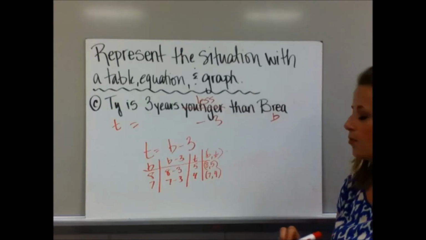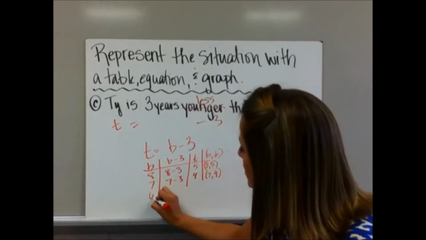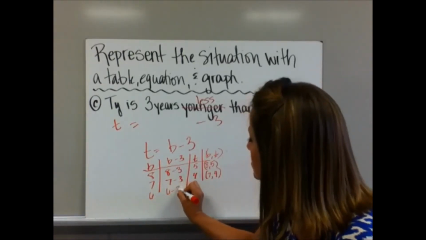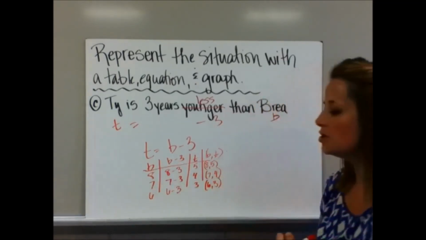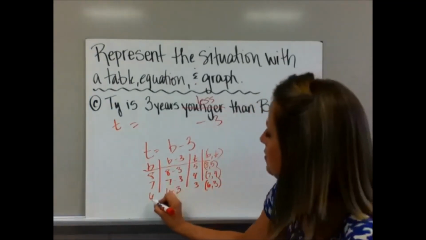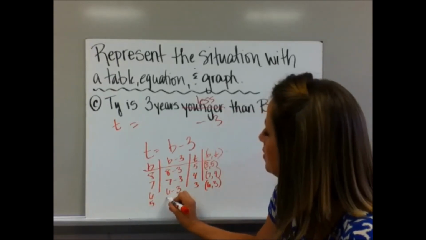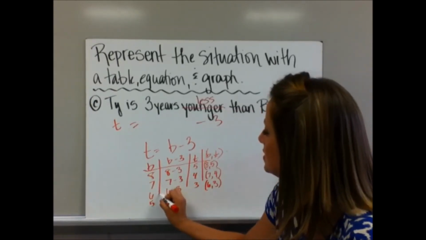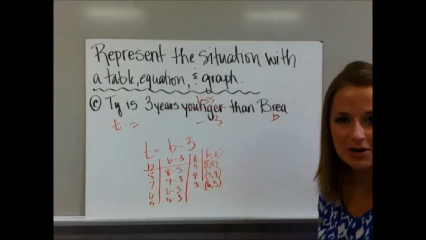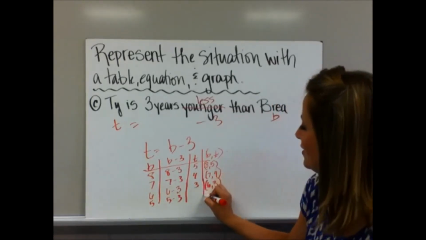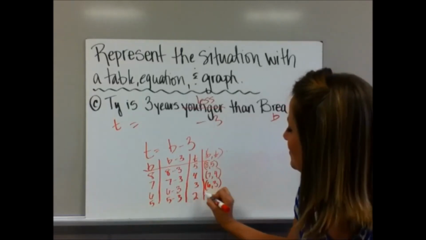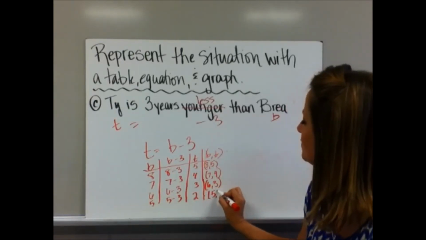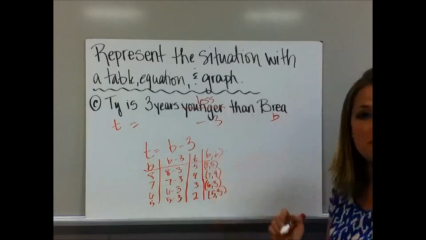I want to get one more point on there at least. 6 minus 3 is 3. And just for good measure, we're going to do another one. Let's do 5. Extend my table out. Hopefully yours will be prettier because you've got notebook paper and you're able to turn your paper. It's kind of hard to write horizontally on here. So now I have a table of possible solutions.